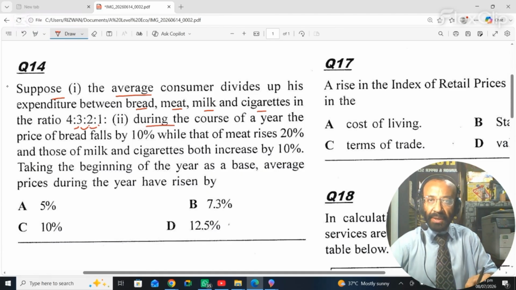During the course of the year, the price of bread falls by 10%, while that of meat rises by 20%, and those of milk and cigarettes both increase by 10% each. Taking the beginning of the year as the base, average prices during the year have risen by?